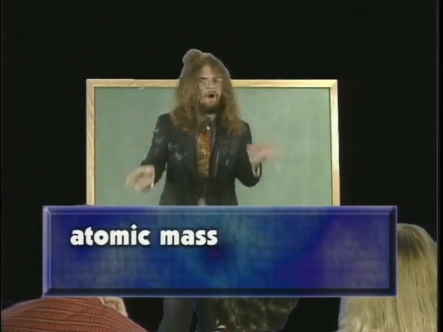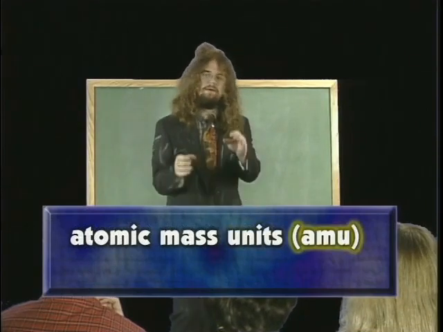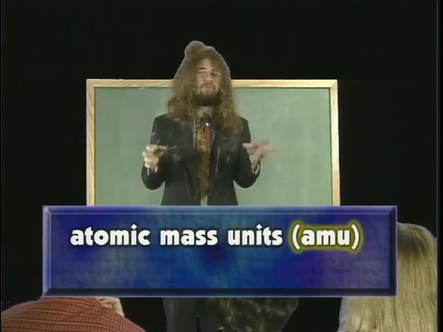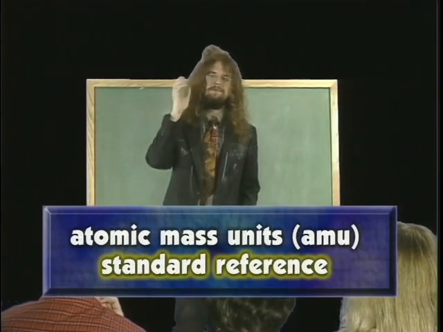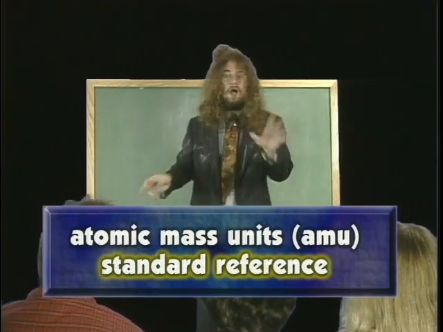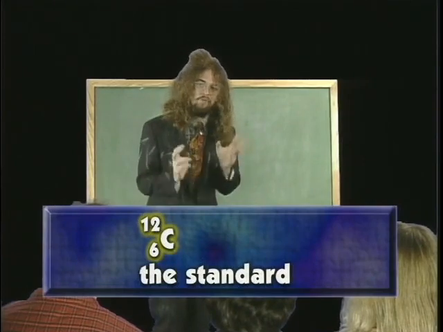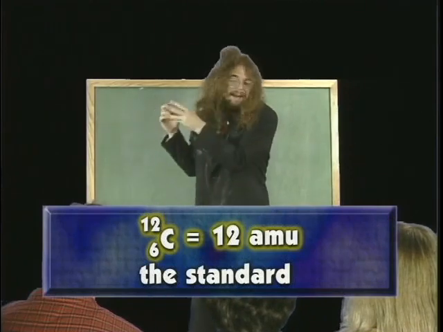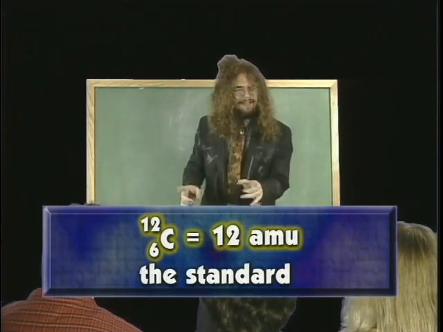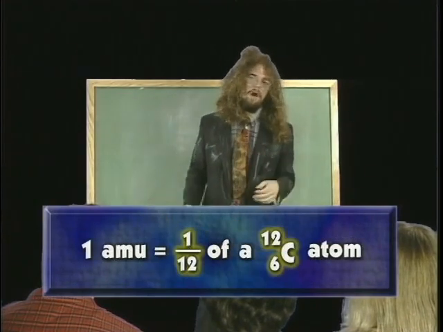Atomic masses are measured in atomic mass units called AMUs. See, we measure atomic mass with AMUs, so we'll have a standard of reference. Some ancient colleagues of mine decided to make carbon-12 the standard, so they assigned carbon-12 a mass of 12 AMUs. That means that an AMU has a mass equal to 1/12 of a carbon-12 atom.